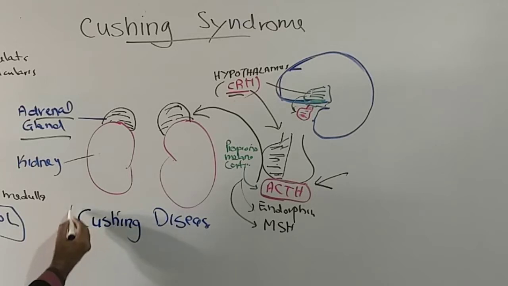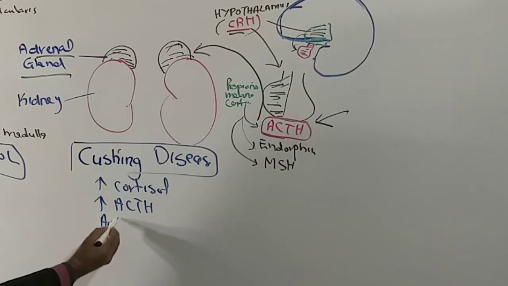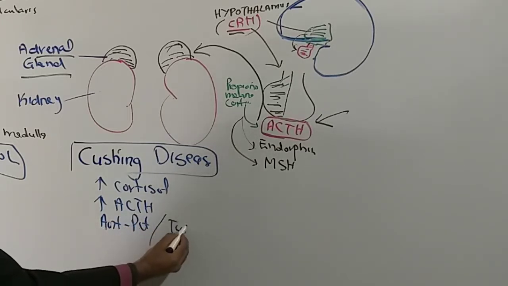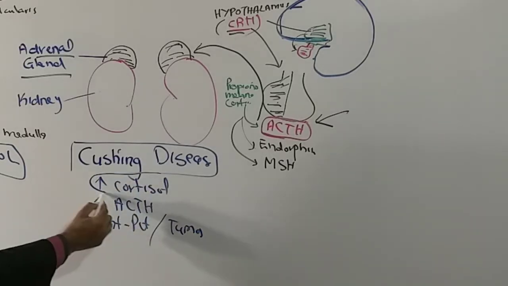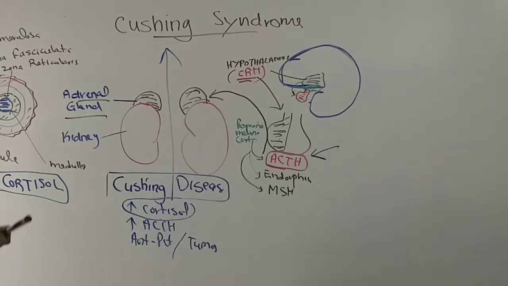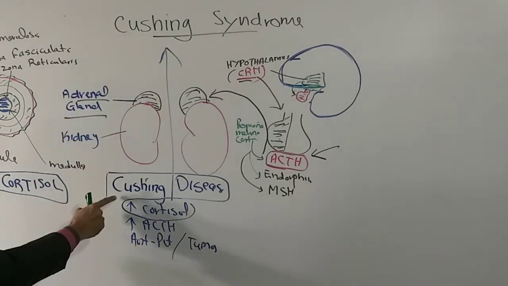So what is Cushing disease? Increased cortisol because of increased ACTH coming from the anterior pituitary, which may be because of a tumor in the pituitary gland. That will be known as Cushing disease. But whatever is the reason, whenever there is higher concentration of cortisol in the body, we will call it Cushing syndrome. So Cushing syndrome can be because of Cushing disease.